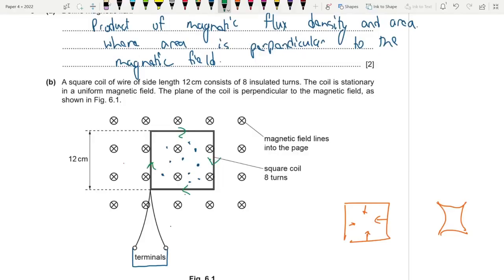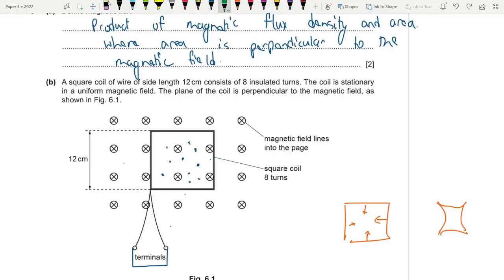If you use your right hand grip rule, your thumb should point downwards. So look at the field lines. The field lines are kind of like this. If you point your thumb downwards, your other four fingers should point inwards into the plane. That can't be possible, because then that would actually follow the direction of the given field line.